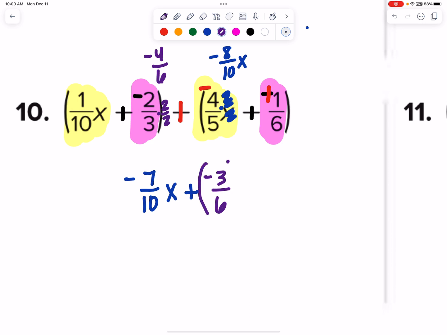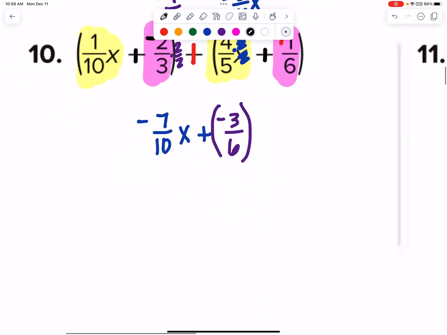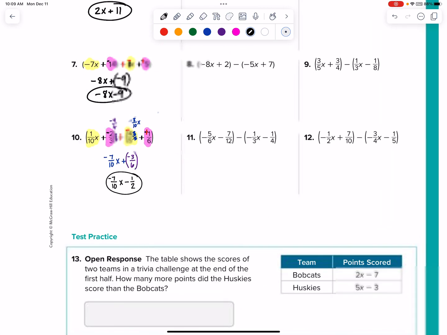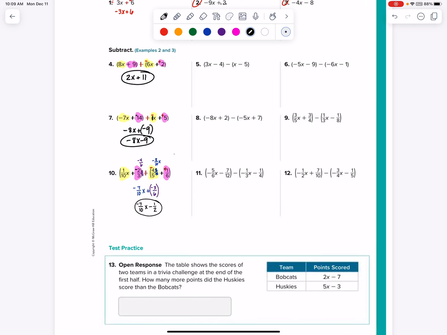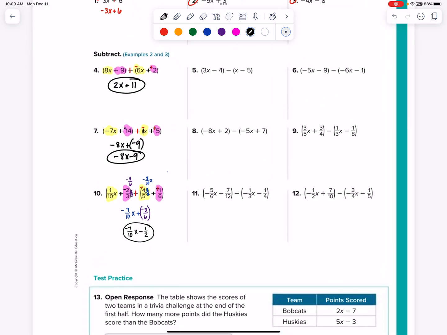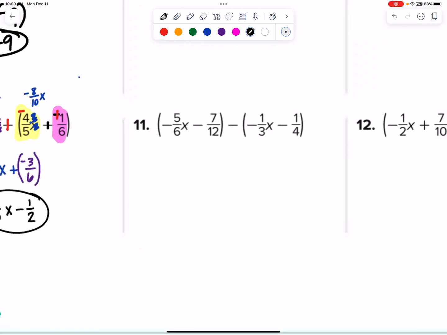Remember, when you have two symbols next to each other like this, we are not fully simplified. So we need to have negative 7/10 x minus, instead of 3/6, I'm just going to go minus 1/2. And there we go. All right, let's go ahead and we'll do one more fraction one together, and then you can go ahead and do those on your own.